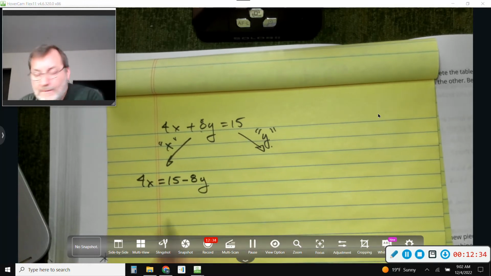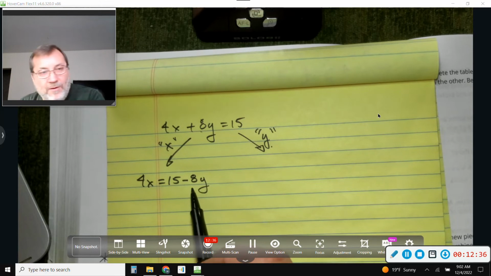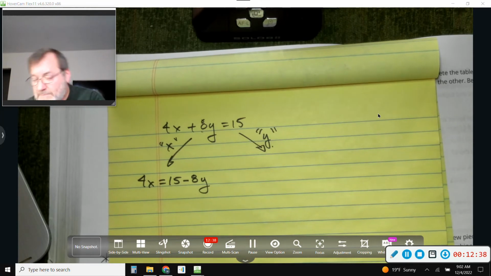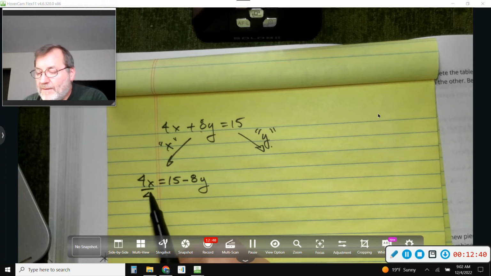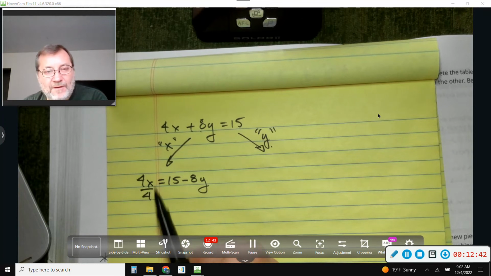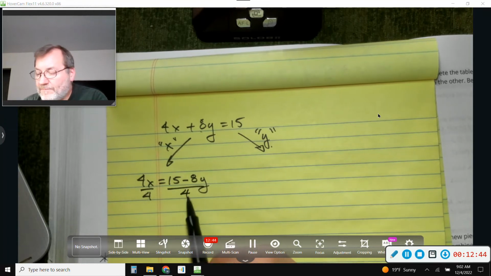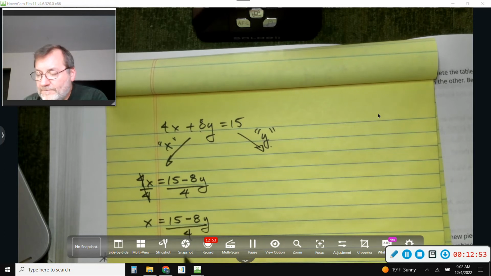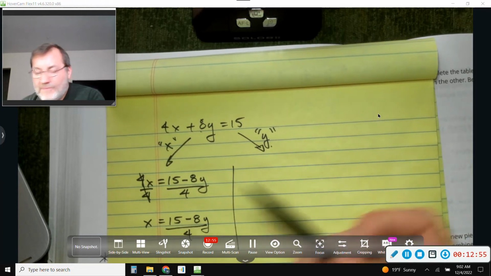Now 4x is equal to this thing. Well, I don't want 4x's. I just want 1x. So what do I do? Divide both sides by the coefficient of the unknown. So I divide both sides by 4. It cancels out over here. x equals 15 minus 8y, all divided by 4. So I've now solved that side for x.